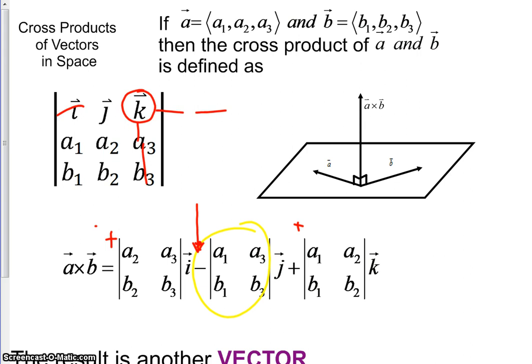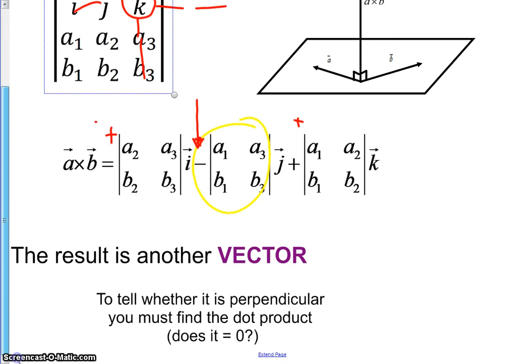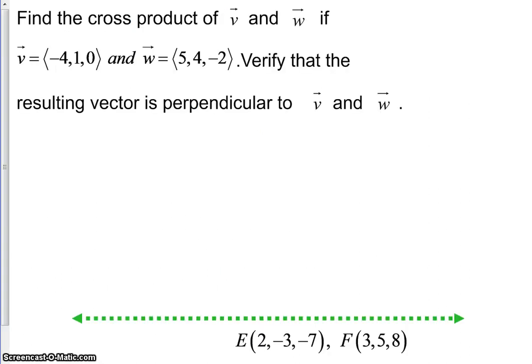Last one that we would find here is that we have our k, and we're multiplying that times a sub 1, a sub 2, b sub 1, b sub 2. All right. Well, the result is another vector. I think if I show you working it out, it's hopefully going to make a little more sense. To see if the original two were perpendicular to each other, you have to figure that out by finding the dot product first. You can't tell anything about perpendicular using the cross product other than that the answer is perpendicular to the two vectors that you started with.